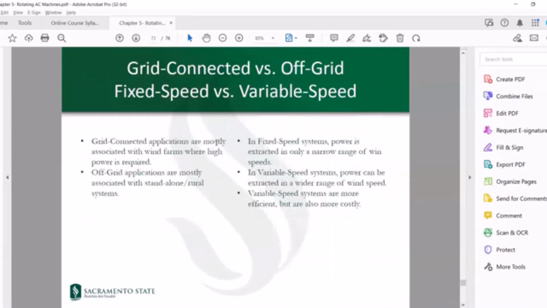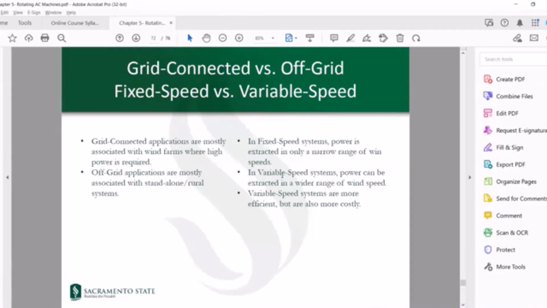And then we have grid-connected versus off-grid wind turbines. Grid-connected applications are mostly associated with wind farms that provide a lot of power for us. Off-grid applications are mostly associated with rural areas, when you have a farm far away from the urban area and you need renewable power. You can get the power, but it's mostly off-grid. You're not connected to the grid in that case.